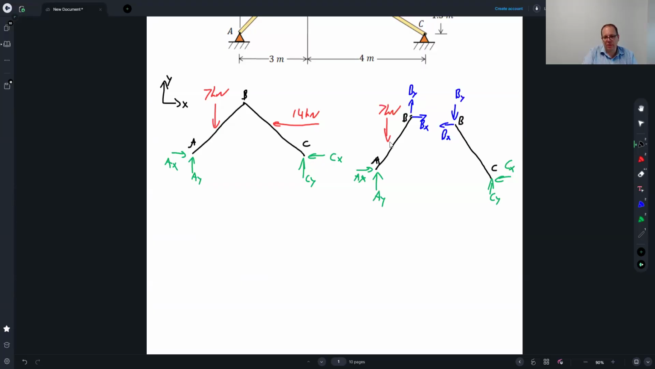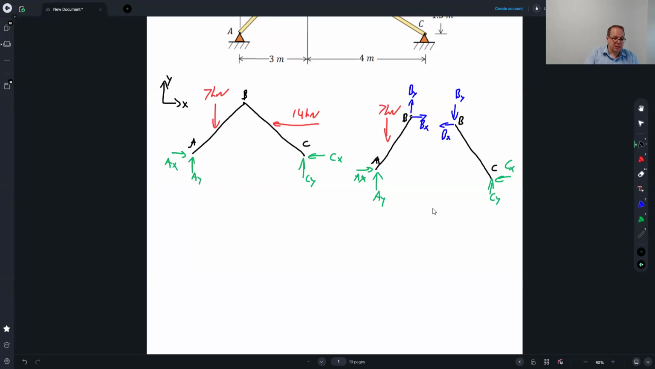If I do sum of forces in X, I have 2 unknowns. If I do sum of forces in the Y direction, I have 2. And if I sum moments around B as well, and the same over here, in none of these cases would I get a single equation with a single unknown. So it's solvable, but I might have a fairly nasty system to work with.